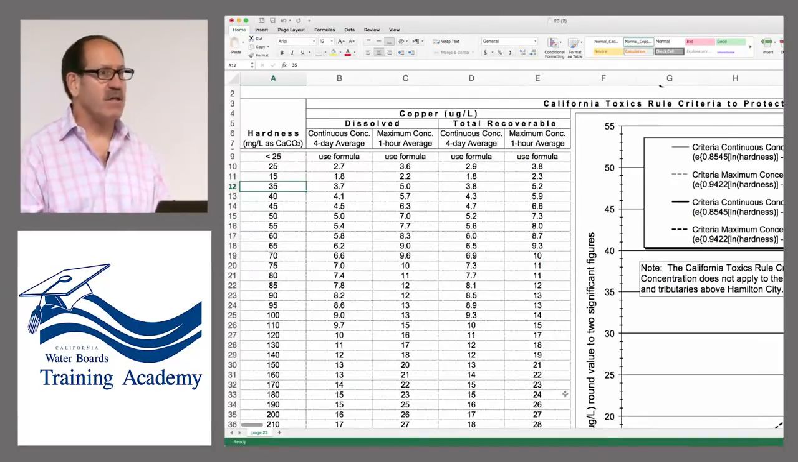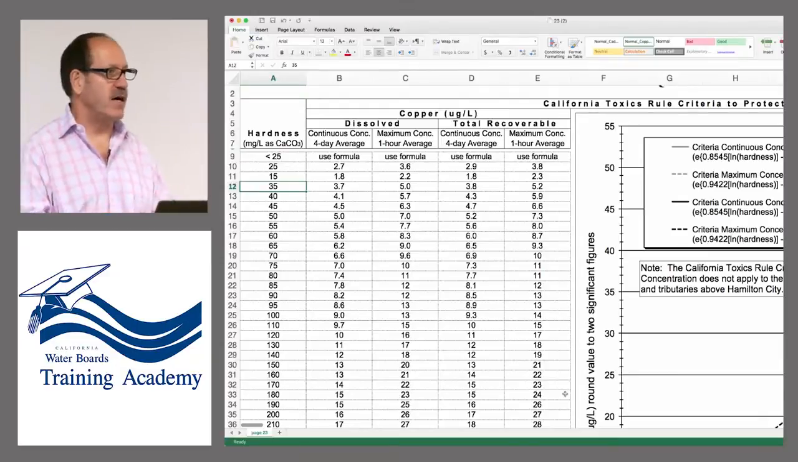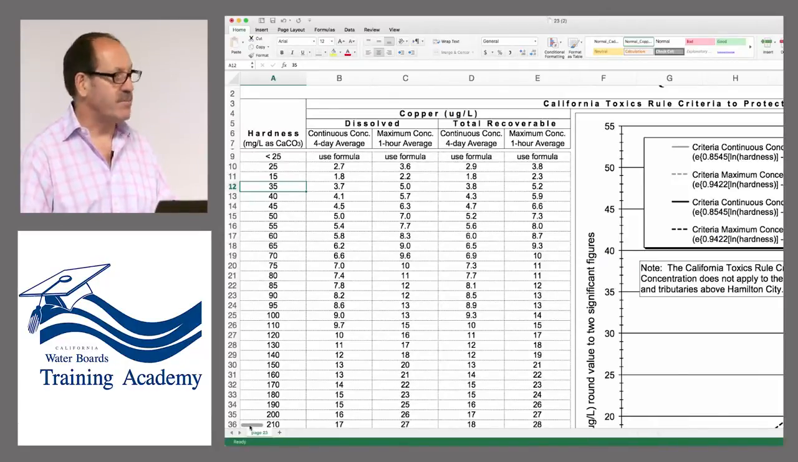And for some of the less sophisticated dischargers, having them calculate the limits on the fly might be a little too complicated. Definitely the larger municipal dischargers can do that. But they actually don't have to do it. They can just use my table. This is on the public site, by the way.